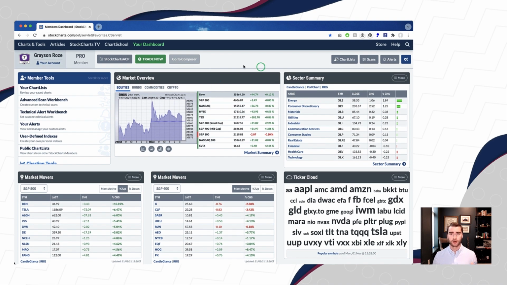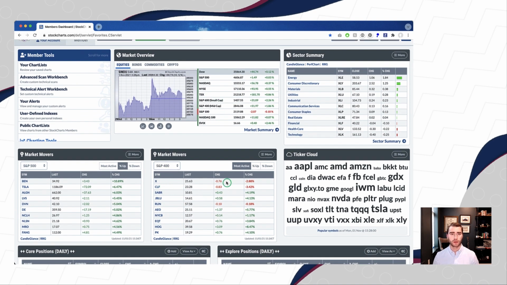You can see that we've got all of the different sort of corners of the market represented here. We've got a market overview, a sector summary. We've got the different market mover panels, what's moving the S&P 500, what's moving the S&P 400. So I've set this up in a very specific way for me. I love to watch the markets through the dashboard.